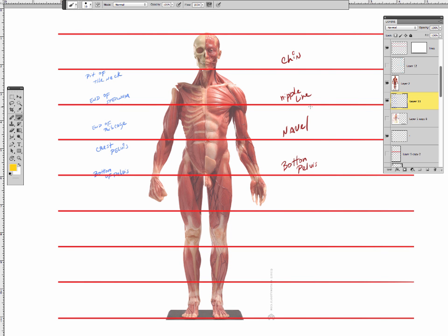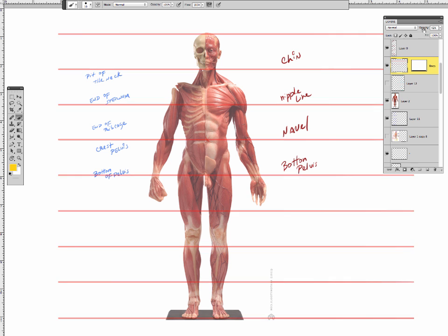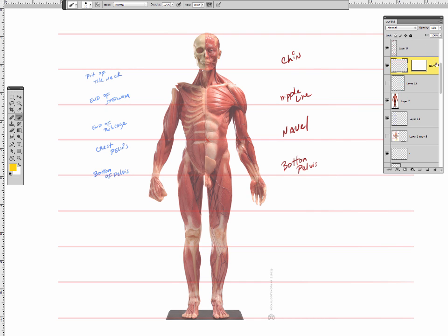Okay, since now we have these proportions of 8 heads, I want to explain a little bit about the rib cage and pelvis proportions, since we usually draw the rib cage and the pelvis, and we start constructing from there. And first of all, let me turn this down a little bit here.